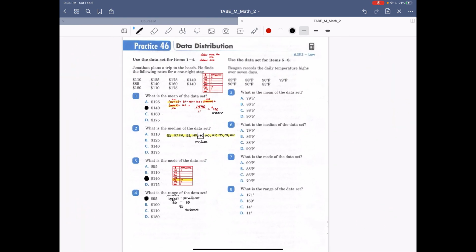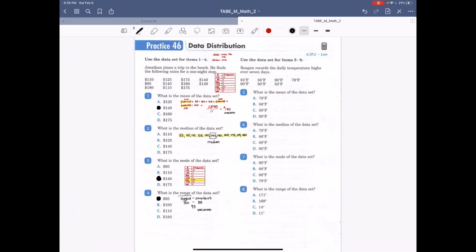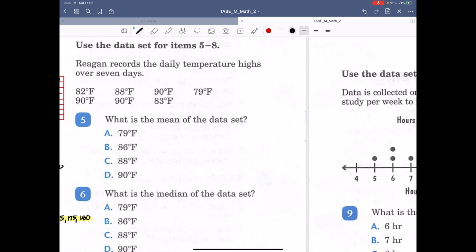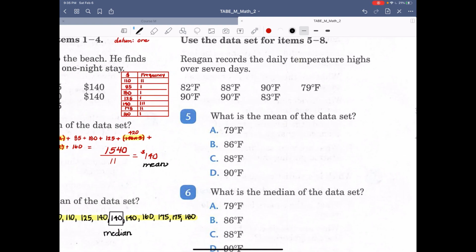Okay, so that one is done. Hotel prices, we helped Jonathan sort out his choices. Use this data set for items 5 through 8. And you know what I'm going to do. You don't have to, but I do it whether you're with me or not, because I have learned how valuable this skill can be.